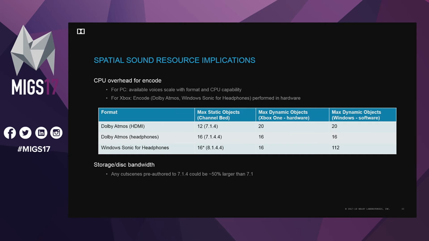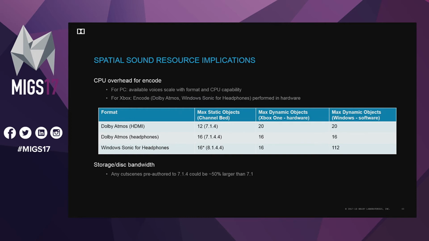And another one, 8.1.4.4, that adds up to 17, not 16. What's wrong with your math, Andy? Well, actually, bass is rendered through at a completely different channel. It's cheaper to do it that way. We don't assign that an object-based location. So you still get the 16 objects in bed with Windows Sonic for headphones.